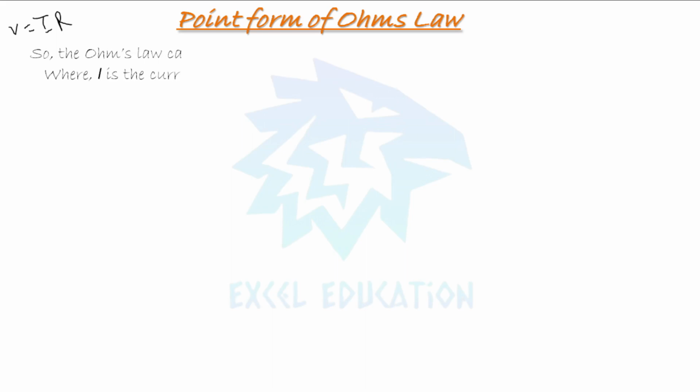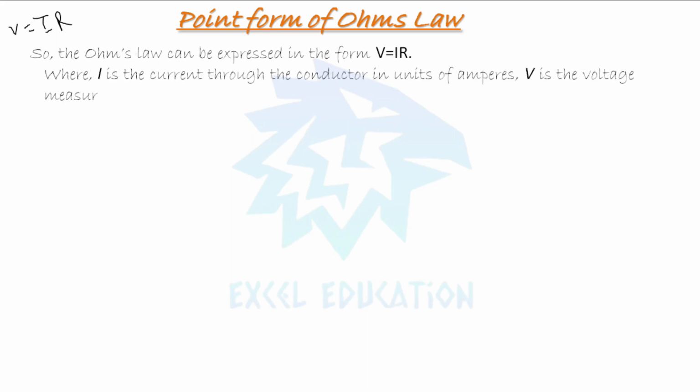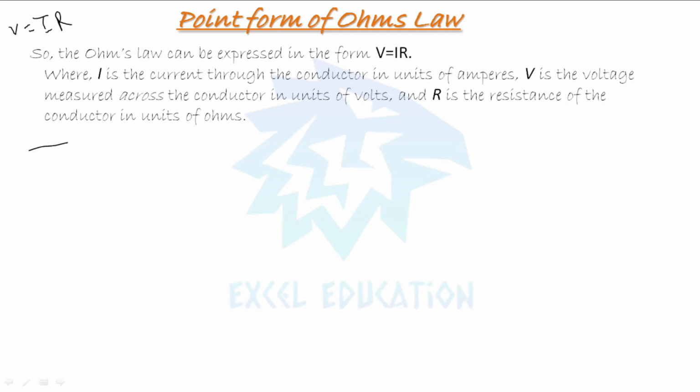So what is the point form of Ohm's law and how can we derive it? Let's start with the first form of Ohm's law, that is V equals IR, where I is the current through the conductor in the unit of ampere, V is the voltage across the conductor, volt is the unit, and R is the resistance of the conductor, the unit is ohm.